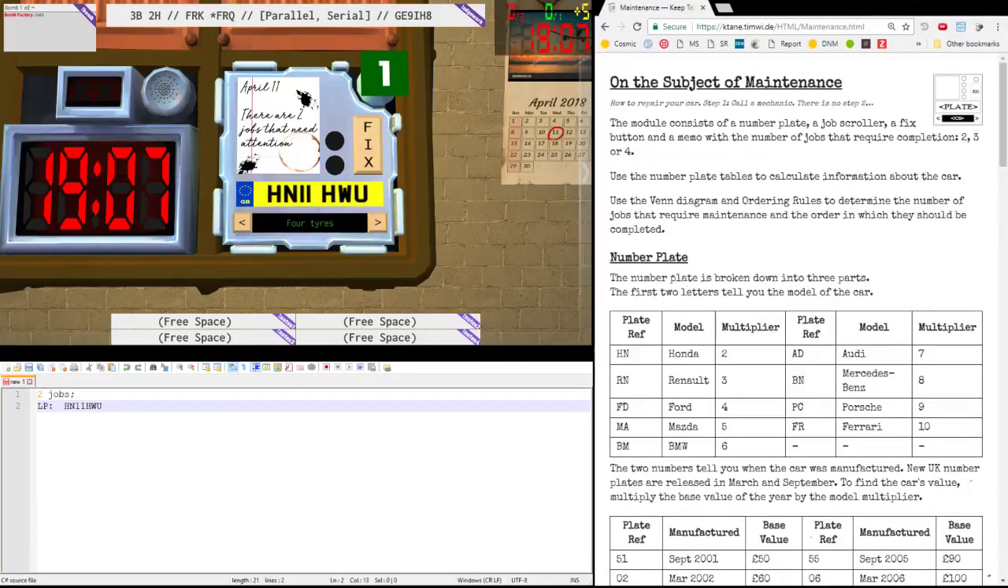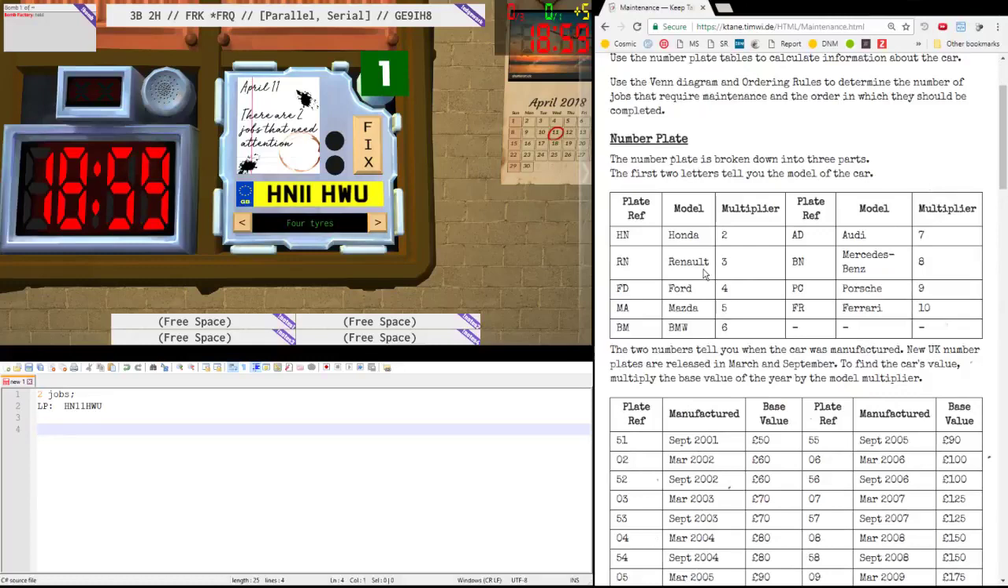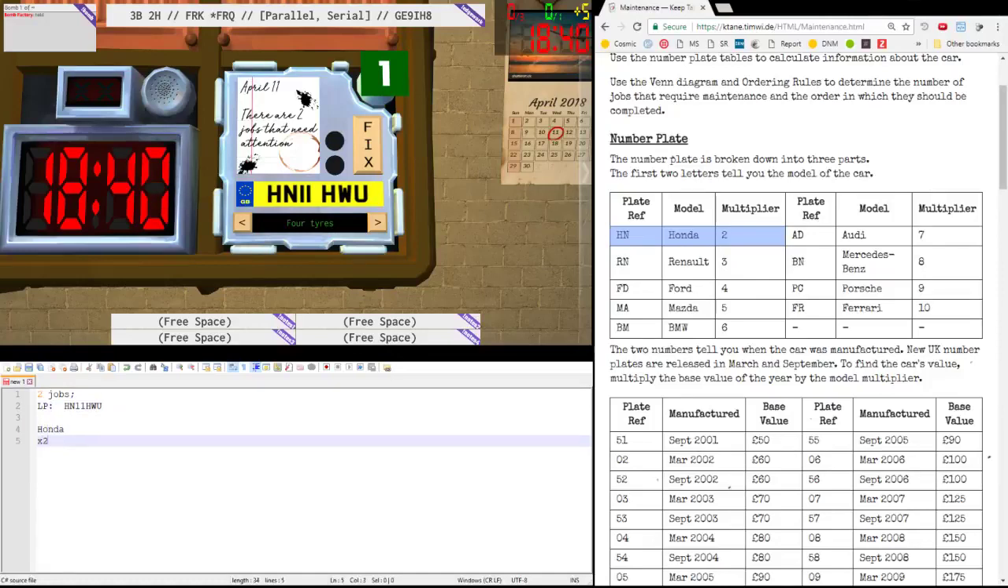So, as the expert, we get the number of jobs, we get a license plate. What do we do with that? A whole bunch of stuff. We're going to go through a bunch of different steps first. We're going to go through this step here to determine what kind of car model it is. We use the first two characters for that, HN. HN is a Honda, which has a multiplier of 2. We'll explain that in a second, but it's a Honda, multiplier of 2.